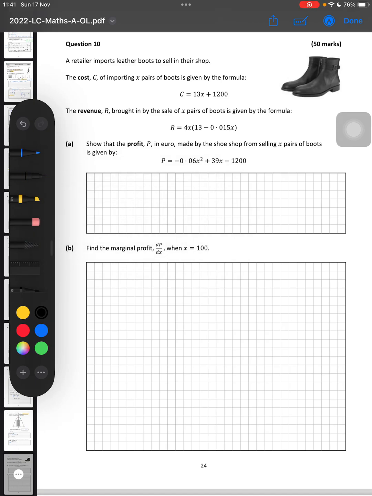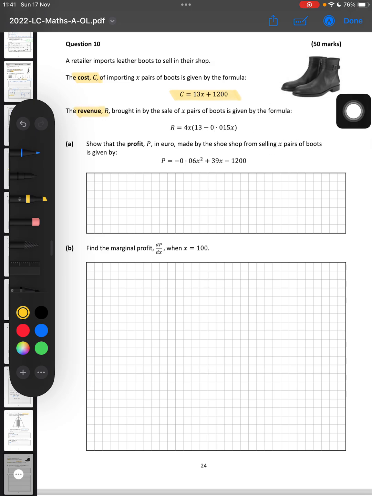Okay, so this question says, a retailer imports leather boots to sell in their shops. The cost C of importing X pairs of leather boots is given by this formula. So they've given me a formula there, C, for the cost. The revenue brought in by the sales of X pairs of boots is given by this formula.